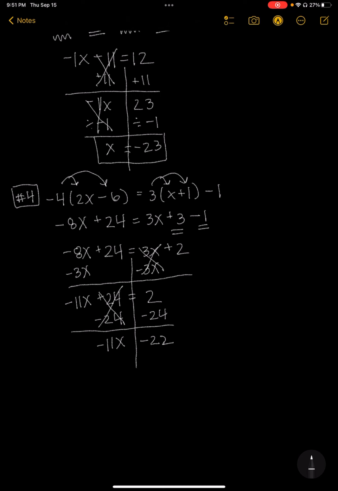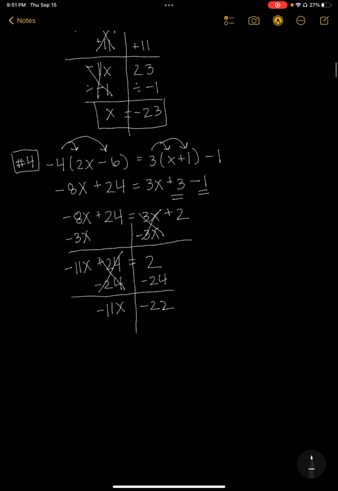Okay. And then now the next step is to get rid of the -11. Right now the -11 is multiplying the x. So to get rid of it, we're going to divide by -11 on each side. Make the line a little bit longer. The -11s cancel each other out on the left side. We're just left with x, and then -22 divided by -11 gives me 2. My final answer is x equals 2. And there we have it.